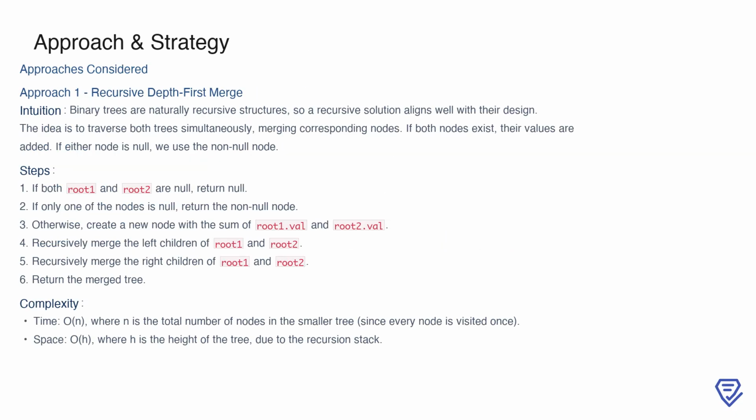To solve the problem of merging two binary trees, we first consider a recursive depth-first approach. Binary trees are inherently recursive structures, which makes this approach a natural fit.